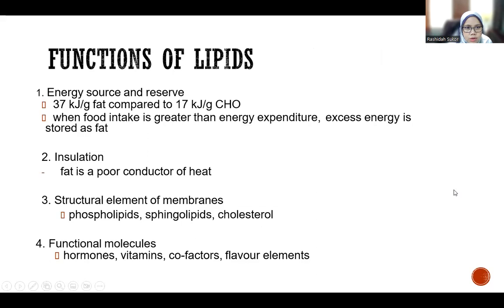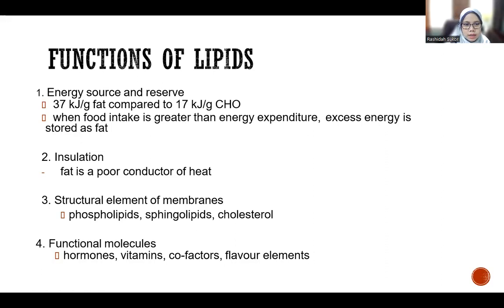All right, and then what are the functions of lipid? We know that lipid is a source of energy. Just like carbohydrate, lipid can also be an energy source and reserve. If you compare carbohydrate and fat, 1 gram of carbohydrate gives 17 kilojoules of energy, as compared to 1 gram of fat, which can supply 37 kilojoules of energy.